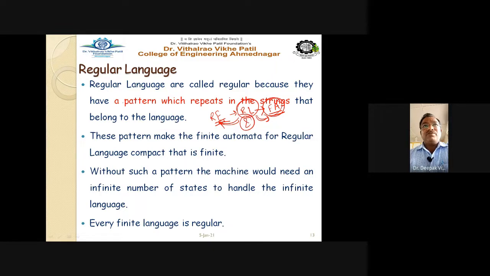So our question is why it is called regular. Because a pattern which repeats in the string is a regular pattern. What does a regular pattern mean? Say for example, (a+b)*. It has a certain fixed pattern: this language consists of any number of A's and B's. You have A, double A, triple A, B, double B, triple B, AB, BA. So one can say it has a particular fixed pattern.